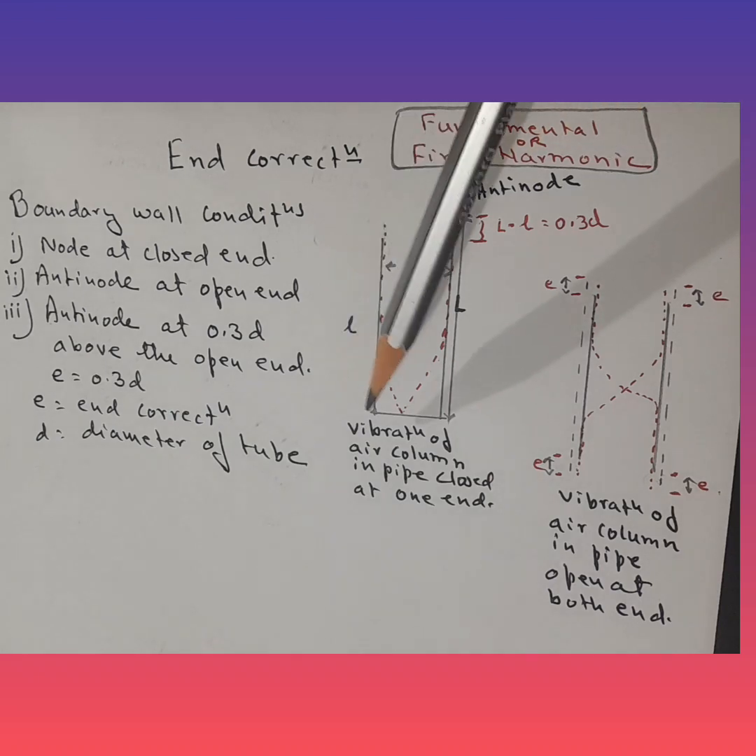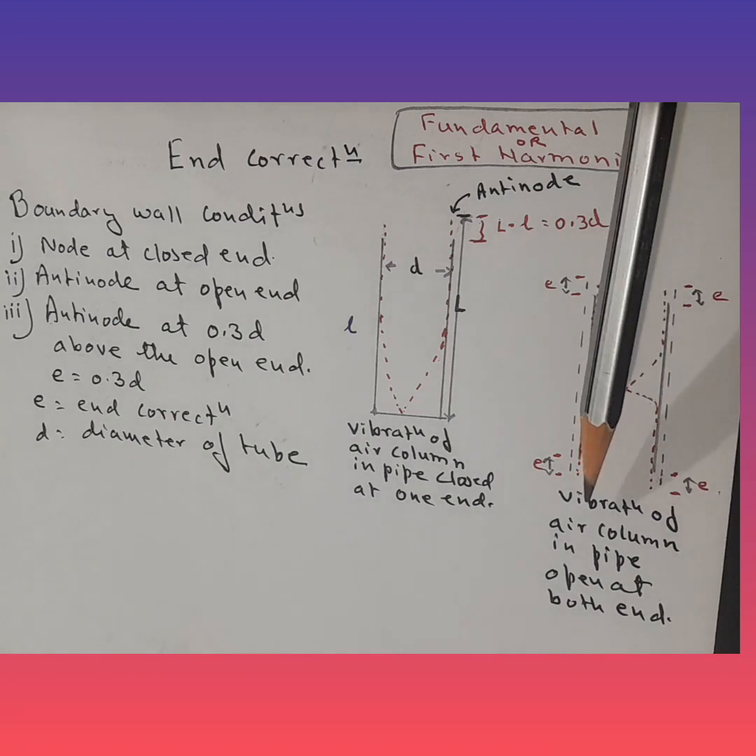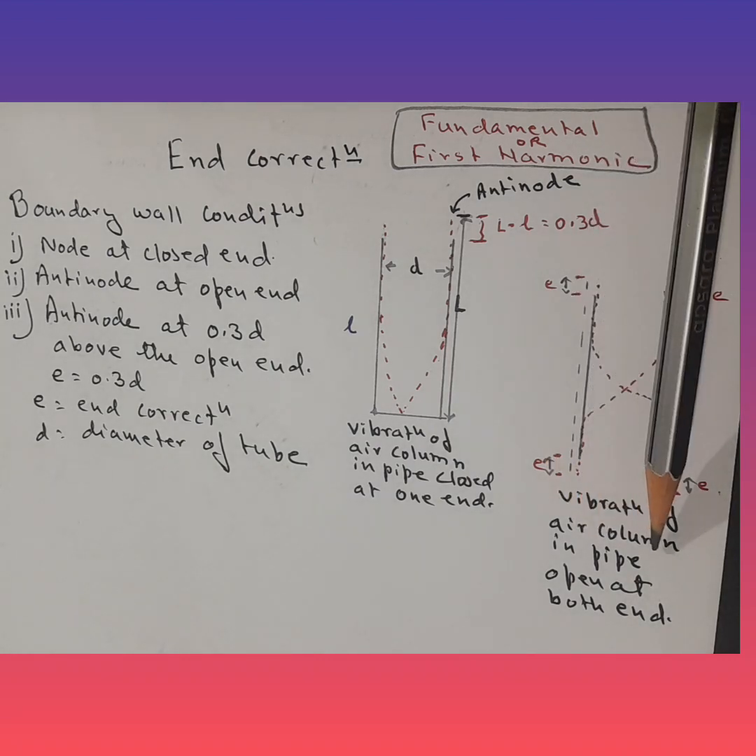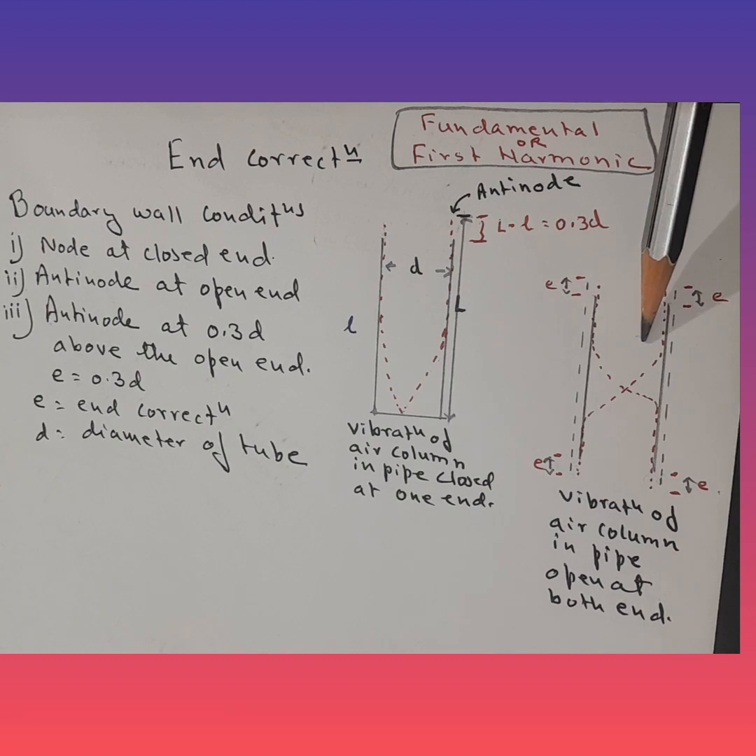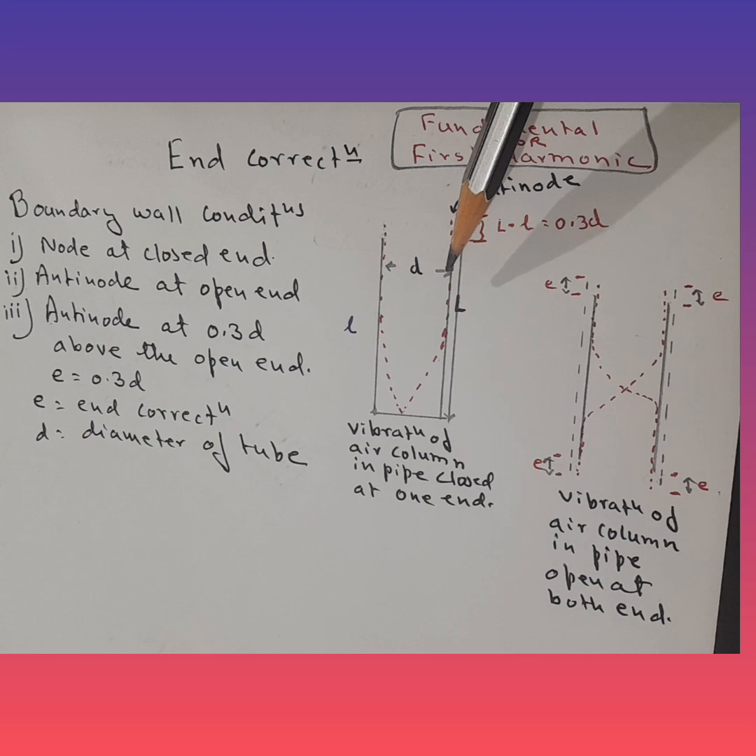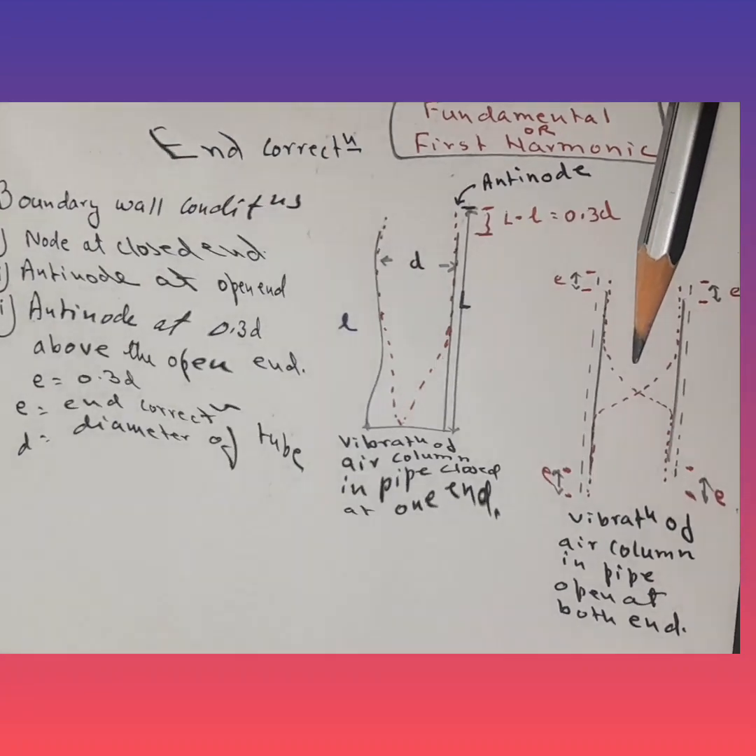Here what I have shown is only for fundamental or first harmonic, the vibration of air column in pipe closed at one end, and in this case vibration of air column in pipe open at both the ends. Same has to be applied also to all the formulae that we have derived for second and third harmonic and for open and closed pipe both. Alright, so let's check it out.